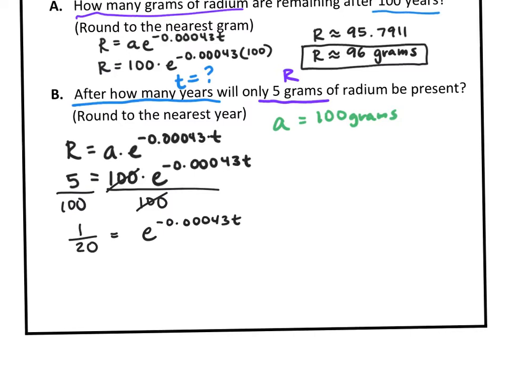And what we're going to do is we're going to use ln, because if you remember, whenever we're working with E, we're not going to use log this time, we're going to use ln. So we're going to write ln of 1 over 20 equals ln of E to the negative 0.00043 T.